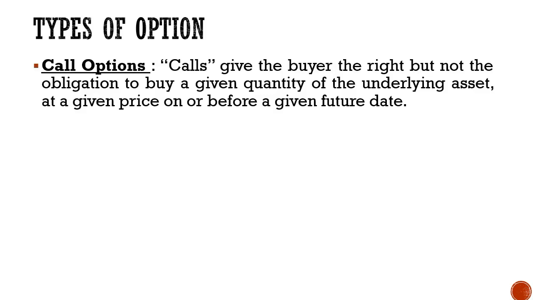Number 1, call option. Calls give the buyer the right but not the obligation to buy a given quantity of the underlying asset at a given price on or before a given future date. So the very first type of option is called the call option, where the buyer gets the right but not the obligation to buy the given quantity of an asset at a given price on or before the given future date. That's the very first type of option.